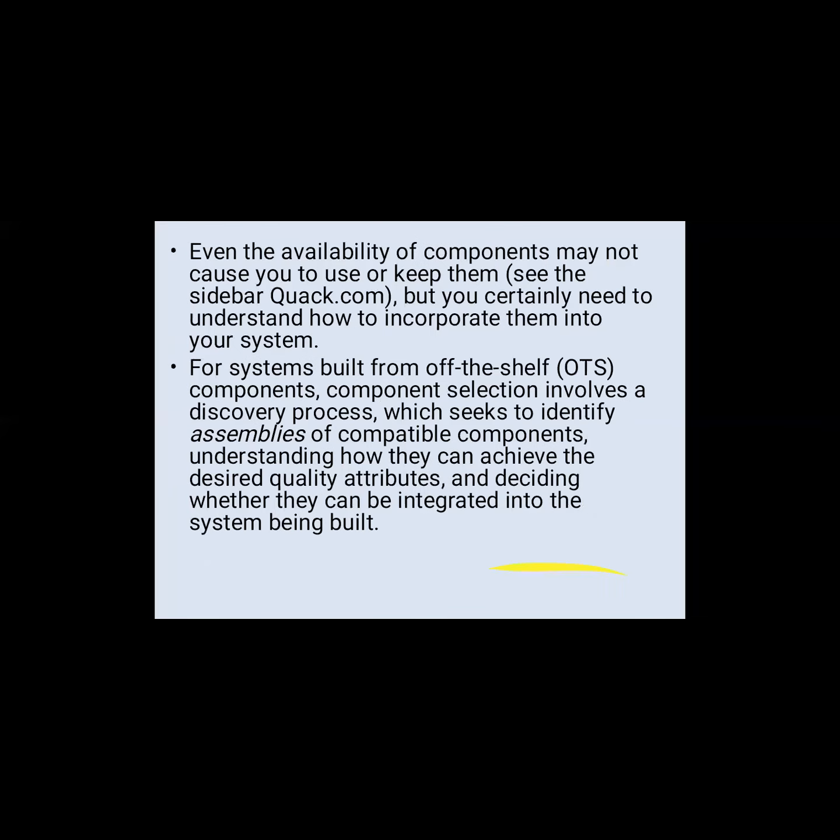Even the availability of components may not cause you to use or keep them, but you certainly need to understand how to incorporate them into your system. For systems built from off the shelf components, component selection involves a discovery process, which seeks to identify examples of compatible components, understanding how they can achieve the desired quality attributes, and deciding whether they can be integrated into the system being built. So that means the main purpose of using the off the shelf components is to maintain the integrity and to identify whether we meet the desired quality attributes or not.